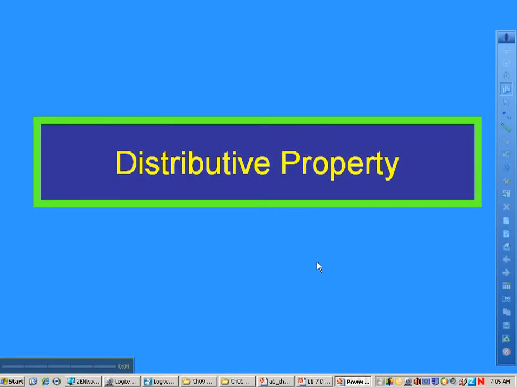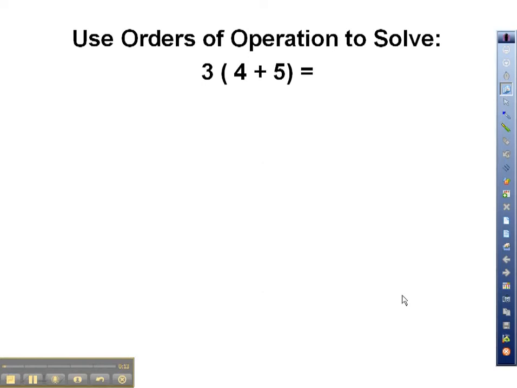I'm going to teach you today about distributive property. This is a really easy little property that you're going to use all the time in algebra. So let's get started. All right, I'm going to use order of operations to solve this little problem.